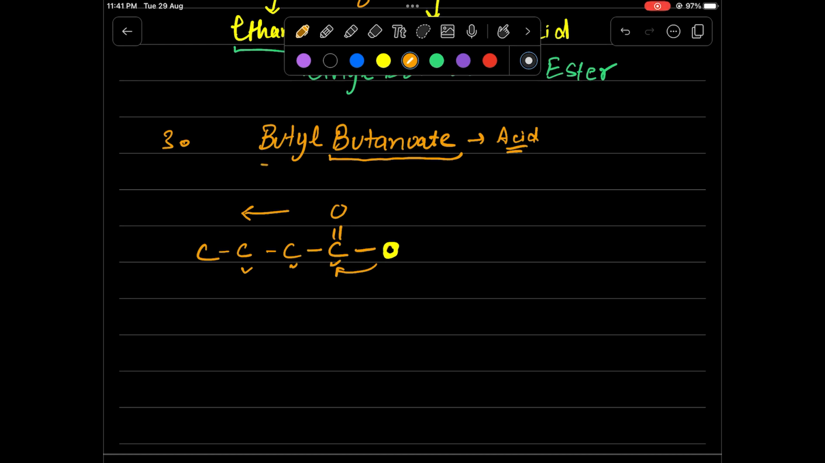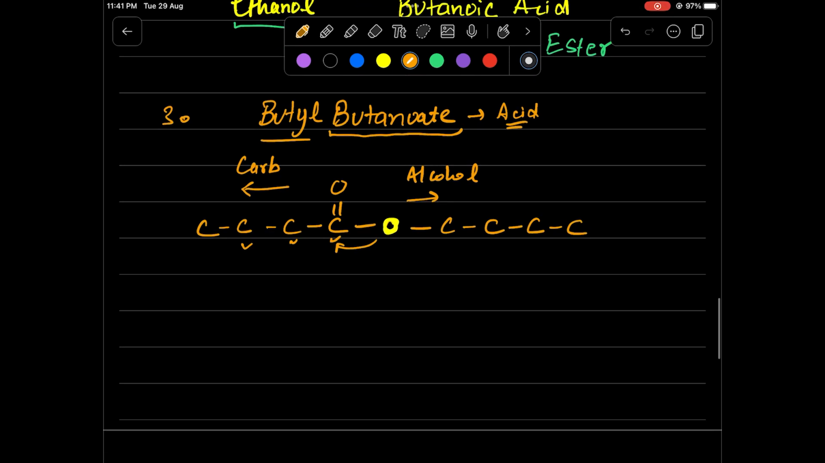The next part I'm going to complete is for the butyl part, and the butyl part is coming from an alcohol, which is a butanol, right? So for the butanol I have 4 carbons. Now to the right of this oxygen, so this is my carboxylic acid and this is my alcohol. So to the right of this oxygen I'm going to place 4 carbons, 1, 2, 3, 4. Okay, and that makes my ester butyl butanoate.